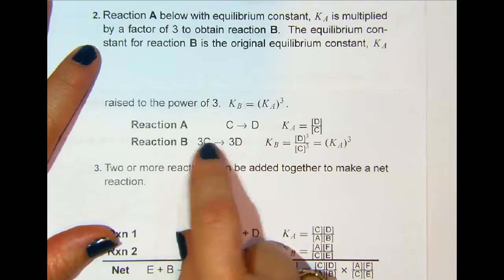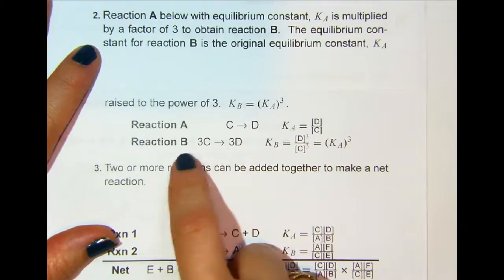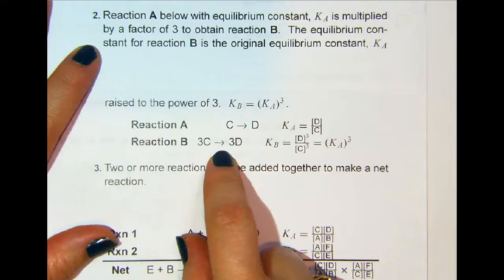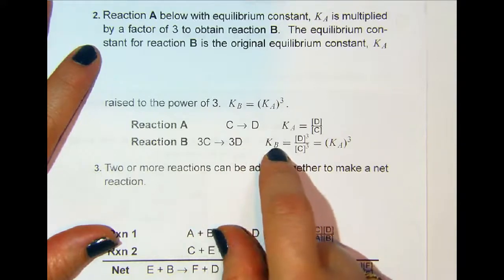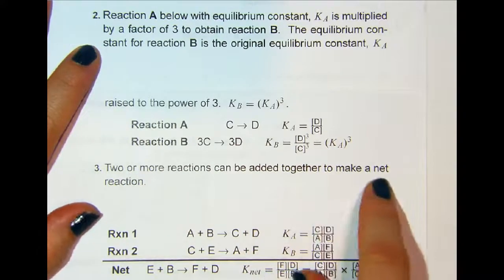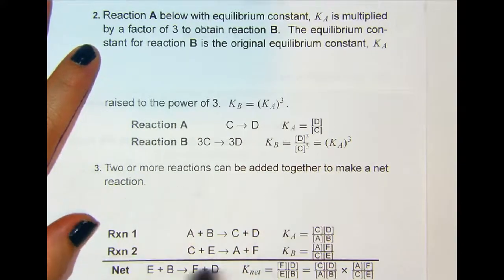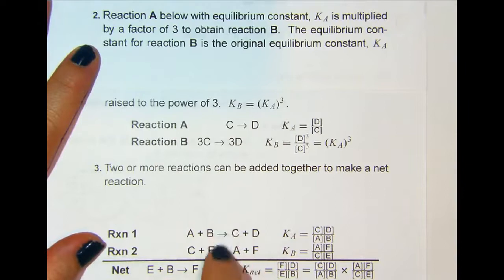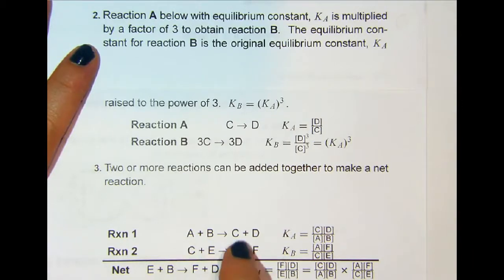Because the coefficients were multiplied by 3, this K would be raised to the 3rd power. 2 or more reactions can be added together to make a net reaction. So here, if I want to add these 2 reactions together to get this net reaction, notice A and A would cancel, C and C would cancel, and I'd be left with B and E yields F and D.